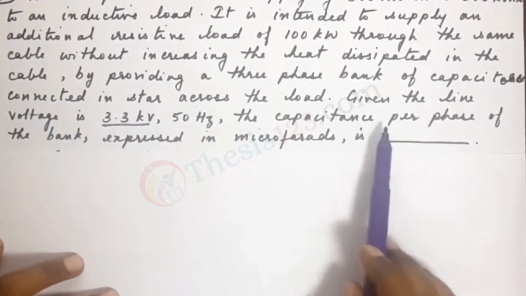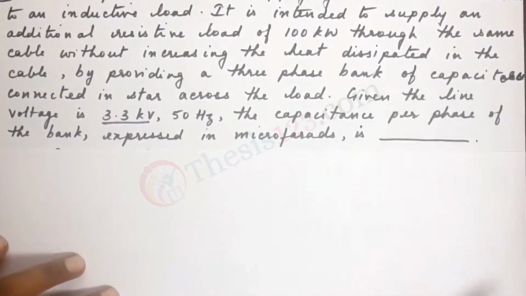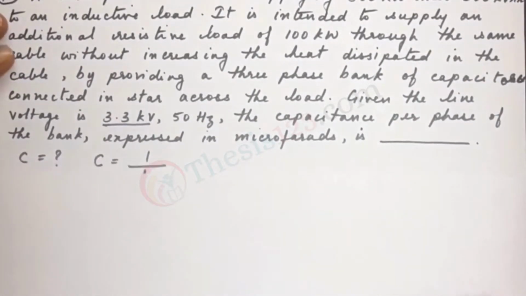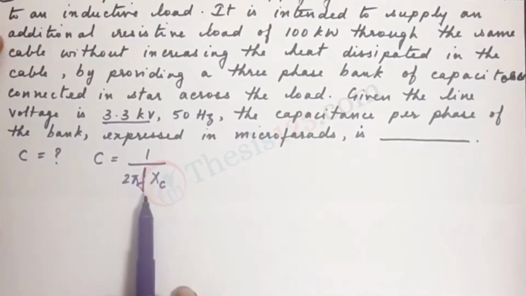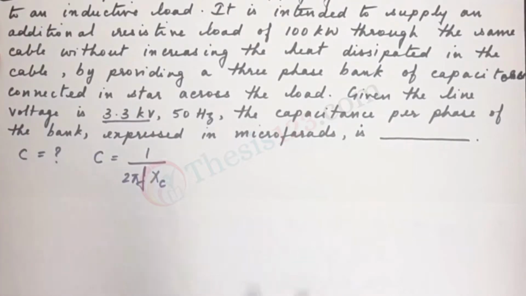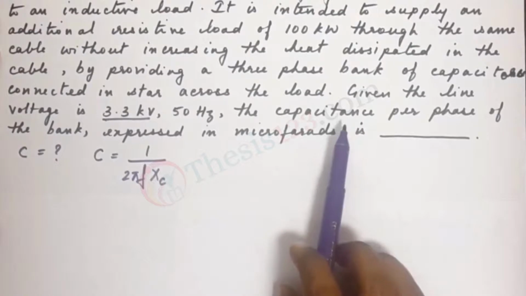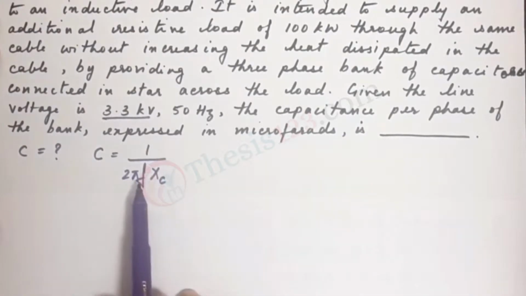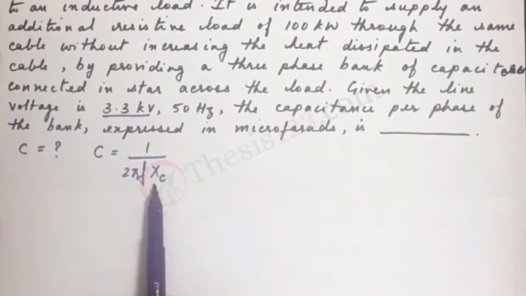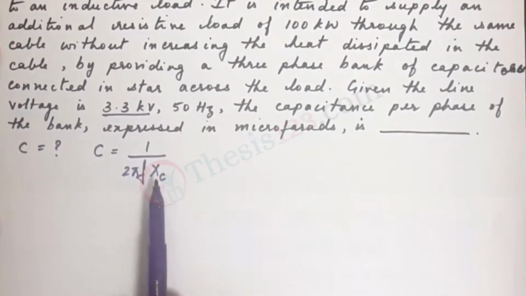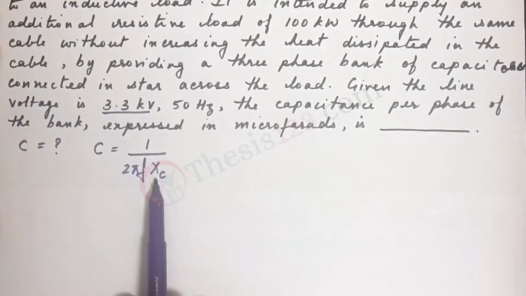Now the capacitance per phase. Remember, here the units are very important. We have to be very careful. Capacitance per phase has been asked, so that's C is equal to 1 by 2 pi f Xc. That is our formula. This formula should pop into your head as soon as you find the question saying capacitance per phase of the bank. So here we have the frequency value given to us, but we have not been given the value of the capacitive reactance Xc. So we will have to find this value first.